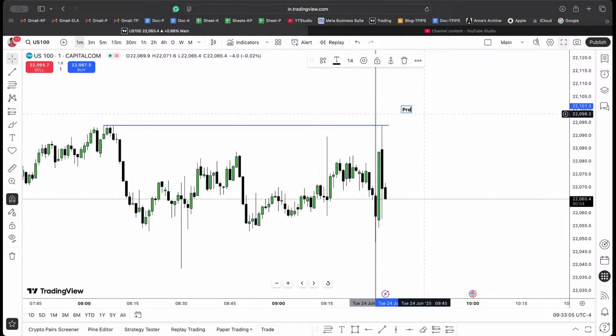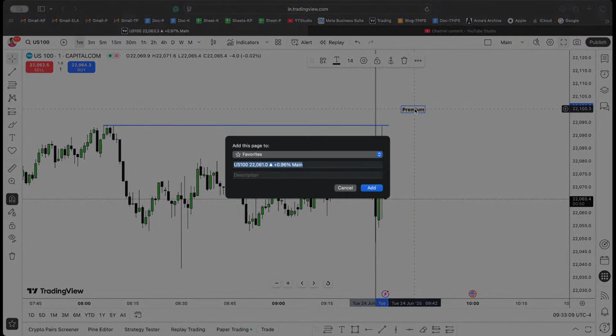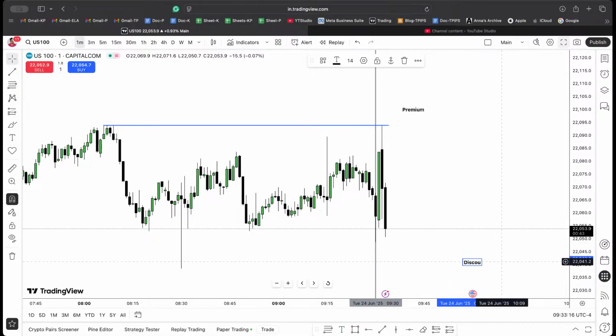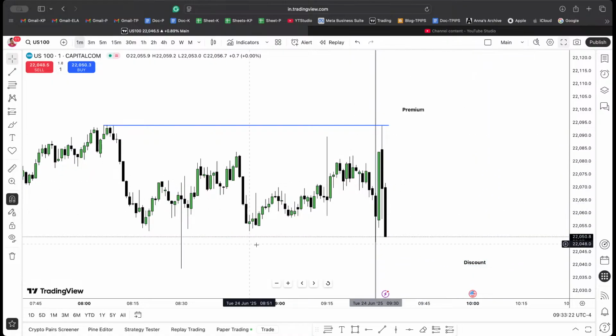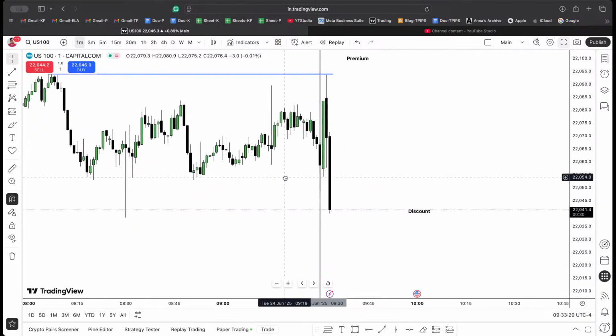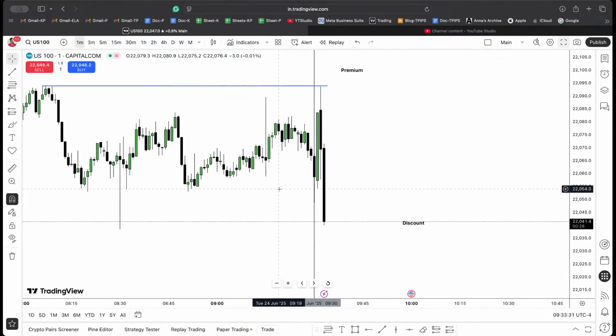This is the premium, and this is the discount area, as you can call it, the sell and buy side. So we see that the market has gone for the premium side and now it is moving to the discount area. We'll be looking for trades, or I'll be planning to take on trades.